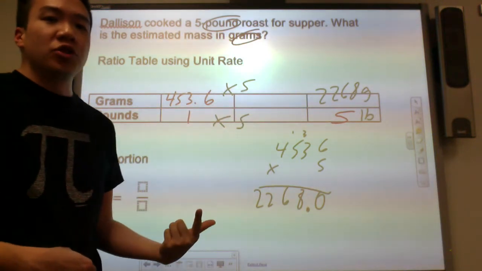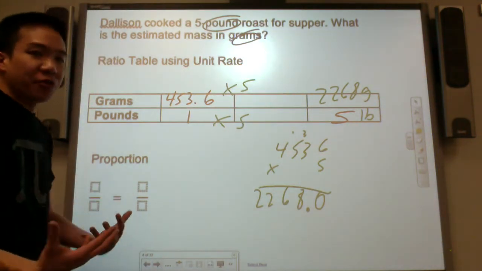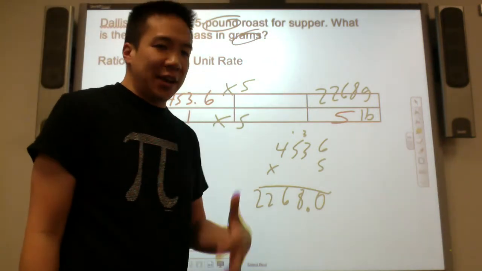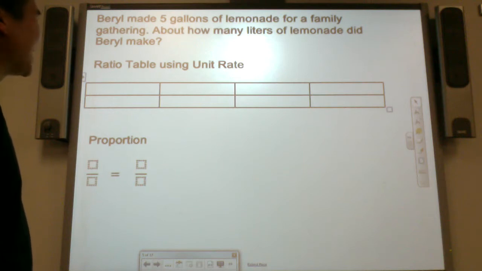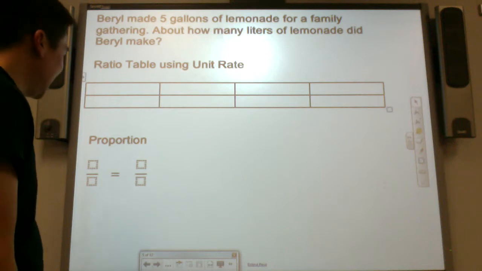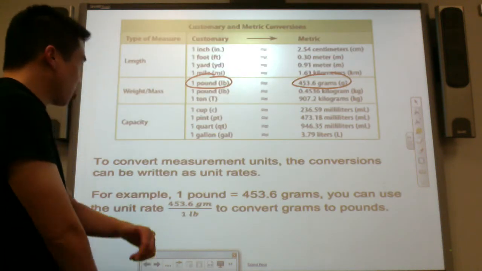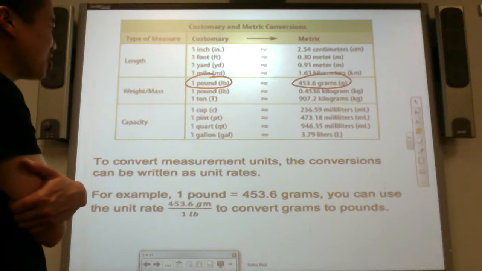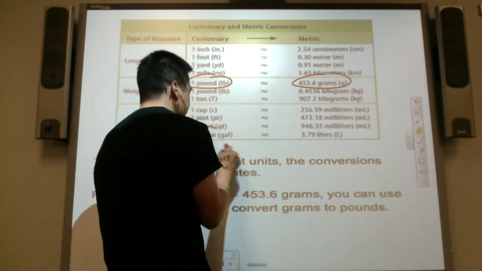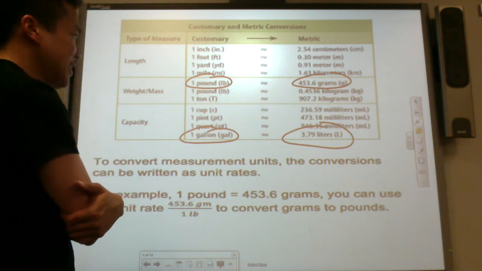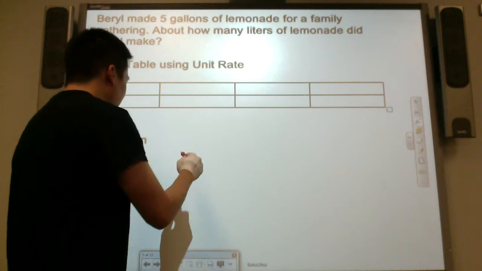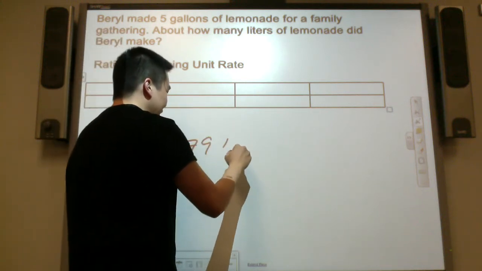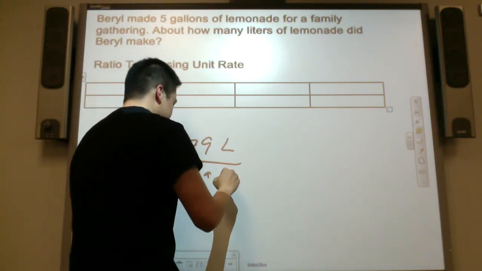In the next example, I am going to set up a proportion instead of a ratio table because I prefer proportions. It saves time, saves space, and I think it's quicker. Pharaoh made 5 gallons of lemonade for a family gathering. Good for him. About how many liters did he make? I do not know. Let's go back to our chart. Where does it say about liters and gallons? Oh, here it is, right here. There are 3.79 liters per gallon. Let me hurry and write it down.